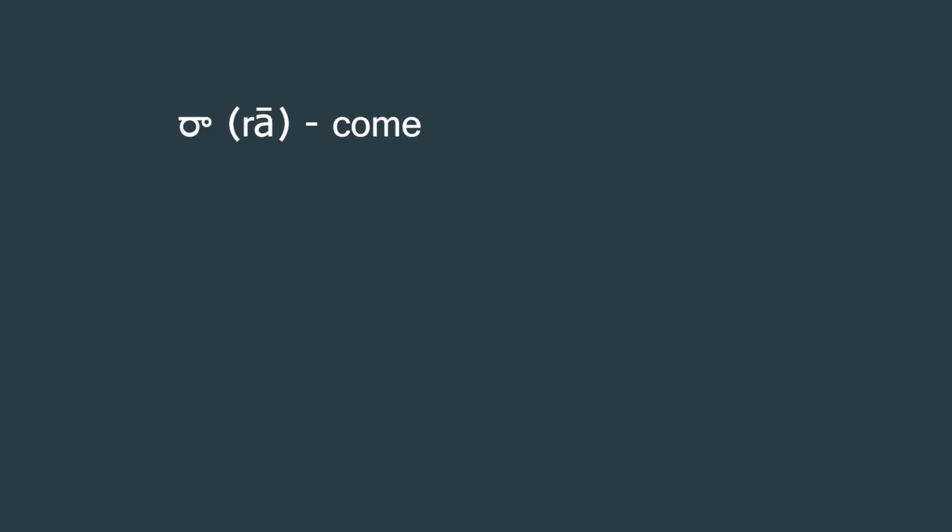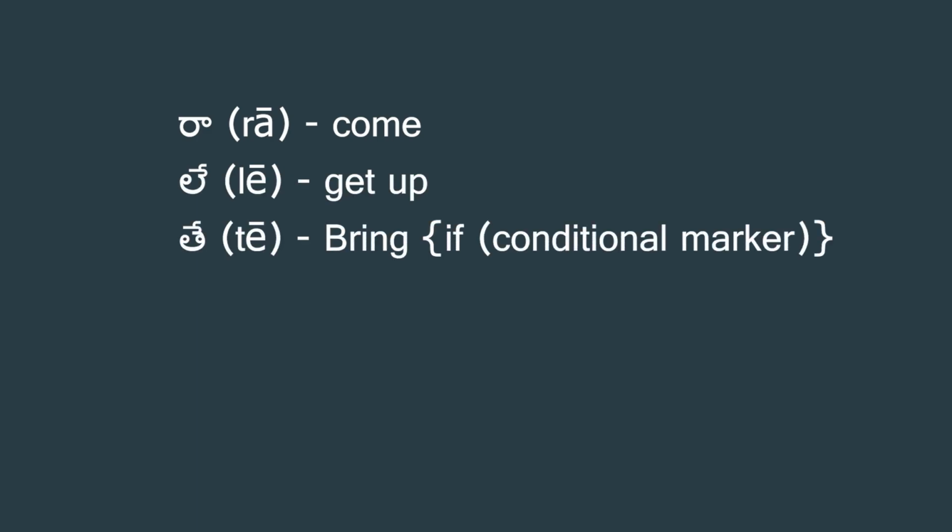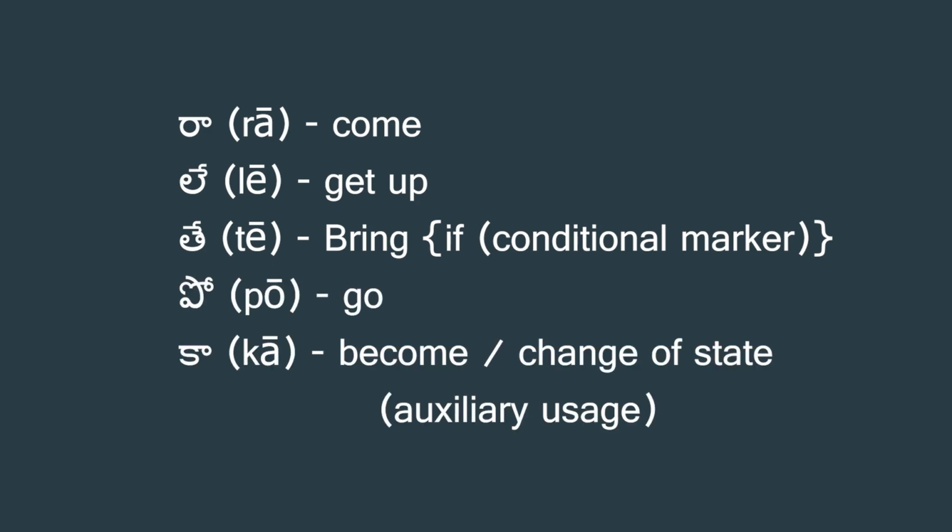We begin with a set of fundamental monosyllabic verb bases frequently used in Telugu: Ra means come, Le means get up, Te means bring and also the conditional marker if, Po means go, Ka means become, change of state, auxiliary usage. These forms play a significant role in verbal constructions and auxiliary formation.